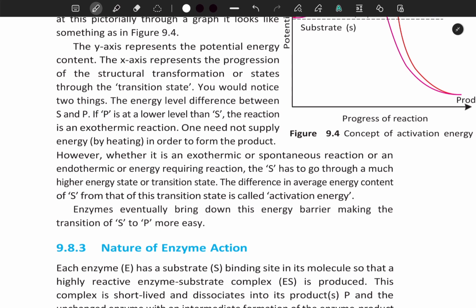If P is at a lower level than S, the reaction is an exothermic reaction. One need not supply energy by heating in order to form the product. However, whether it is an exothermic or spontaneous reaction or an endothermic or energy-requiring reaction, the S has to go through a much higher energy state or transition state. The difference in average energy content of S from that of this transition state is called activation energy. Enzymes eventually bring down this energy barrier, making the transition of S to P easier.